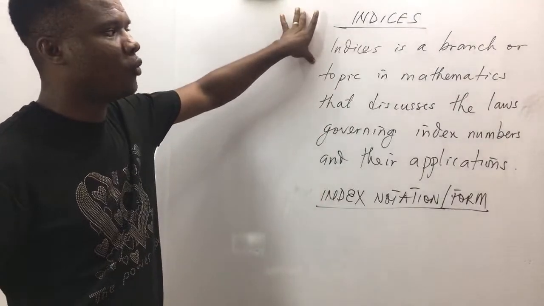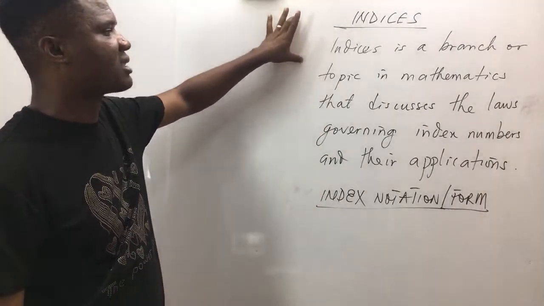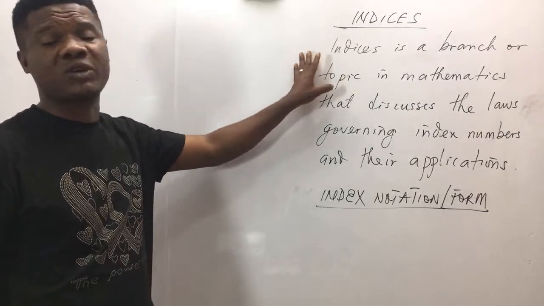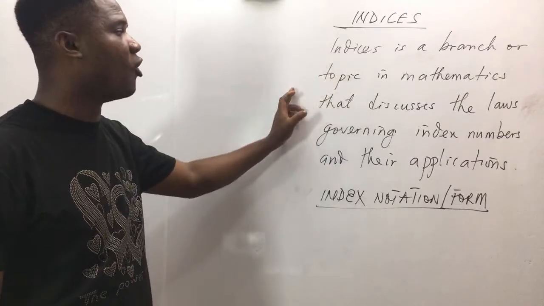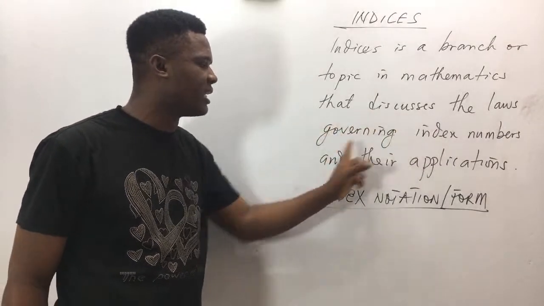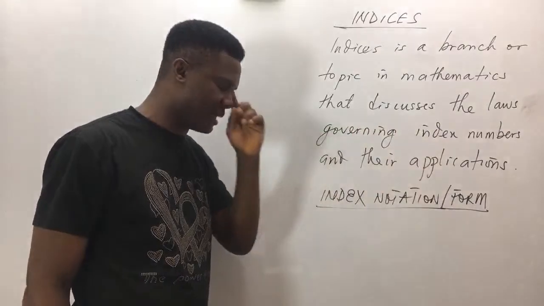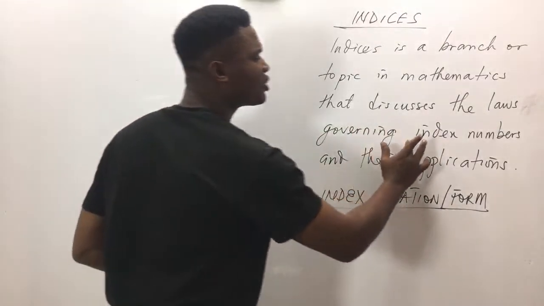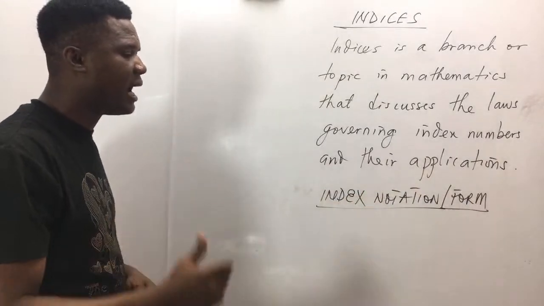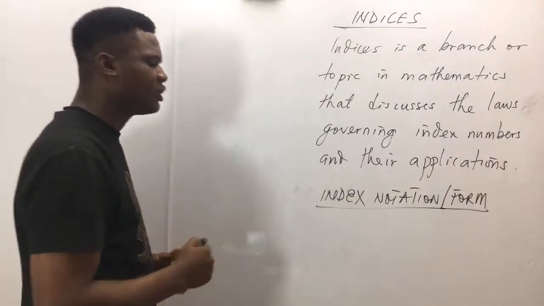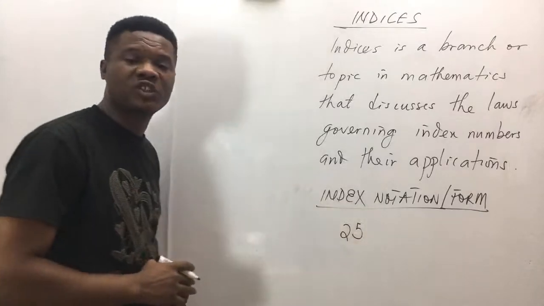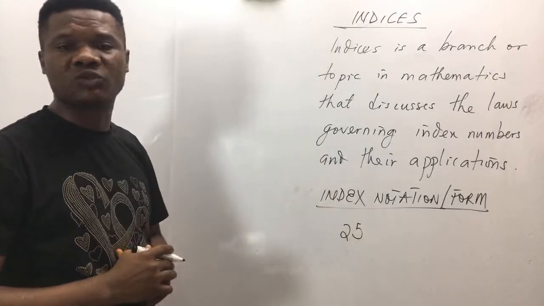So again, we are discussing the laws of indices, and we have started our discussion with the definition of indices, which tells us that indices can be considered a branch of mathematics or a topic in mathematics that discusses the laws governing index numbers and their applications. So, when a number is said to be in index form or index notation, how do we represent such numbers? So let's consider a number, say 25, before taking a definition or a description on this.